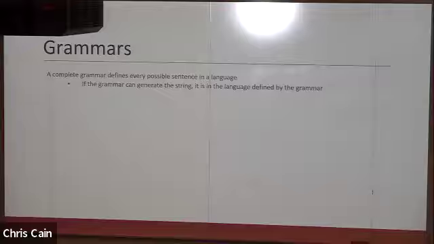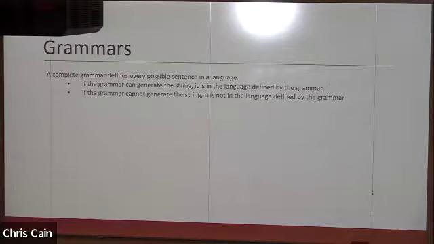So we want, for all strings that are in the language, and there may be an infinite number of them, that if the grammar can generate that string, it's in the language defined by that grammar, that's great. If the grammar cannot generate the string, it's not in the language defined by the grammar. So a grammar maps to a language. There is only one language that a particular grammar represents, but for a given language, there may be multiple possible grammars that can define it.